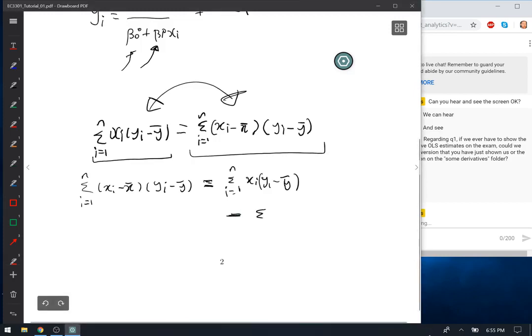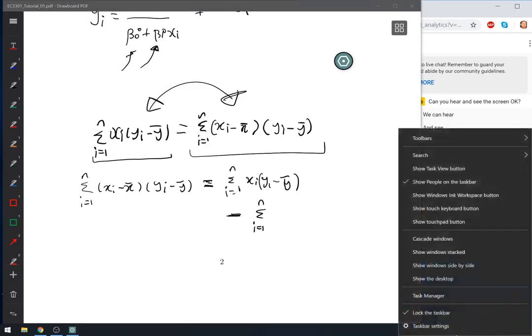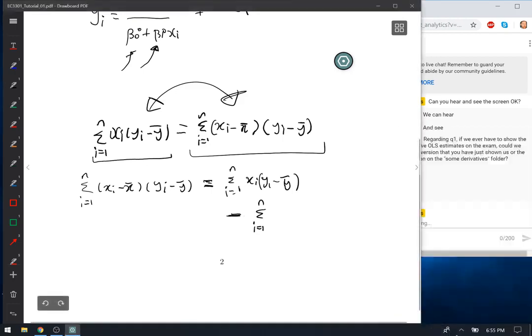Minus sigma i equals 1 to n of x bar times yi minus y bar, but the x bar is constant, so it can come outside. x bar is the average of n terms, but it's just a number, 1, 2, 5, whatever. It's just fixed; it's not varying. The mean of x doesn't vary across i. Of course, it's the average across i. It's some fixed number.